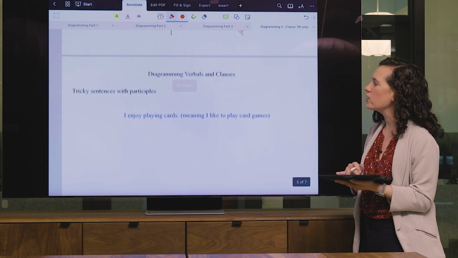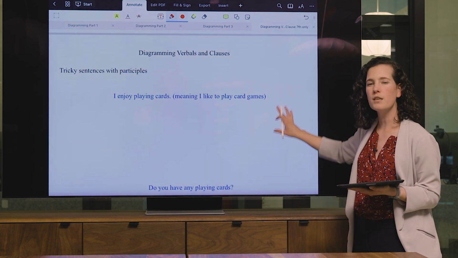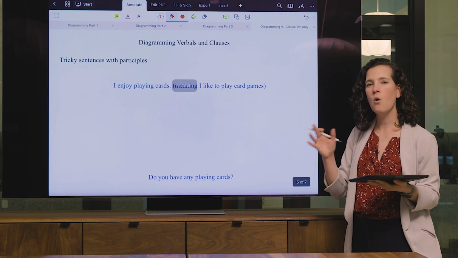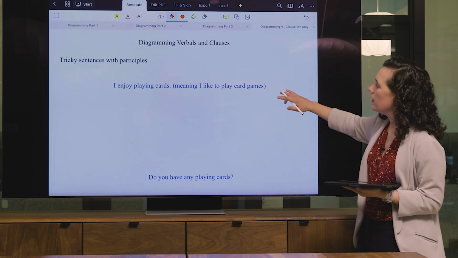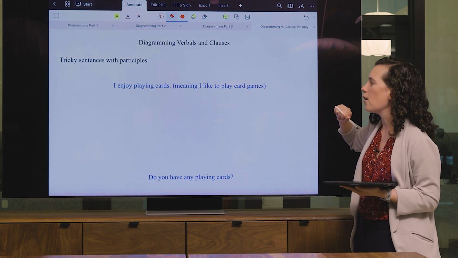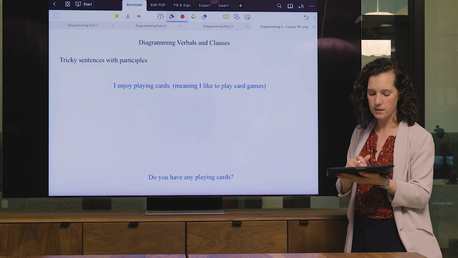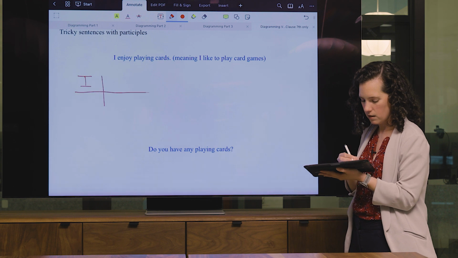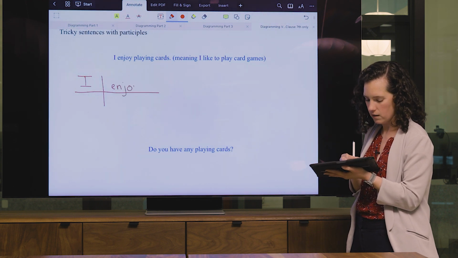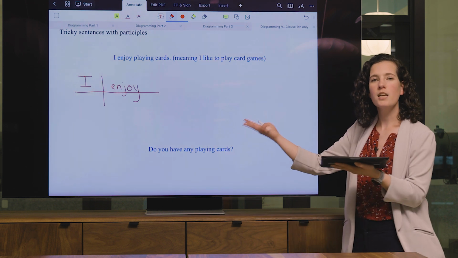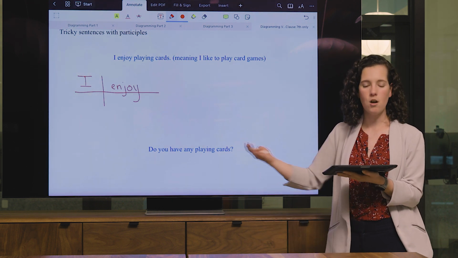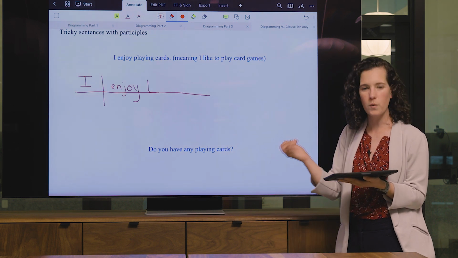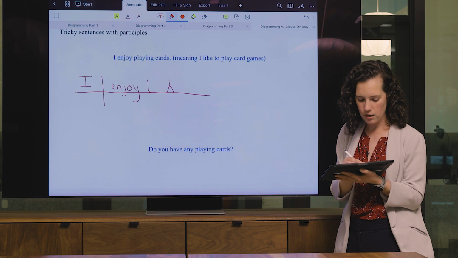Now, this next page doesn't go over anything new. I'm going to show you some different sentences with the same word, sort of like we did up here with mowing, to see how it's being used in the sentence. In this first sentence, it says, I enjoy playing cards, meaning I like to play card games. In this case, we have I as the subject, the verb is enjoy, and I enjoy what? I enjoy this activity called playing cards. So this action called playing cards is my direct object. That's what I enjoy doing. So we have a gerund phrase.